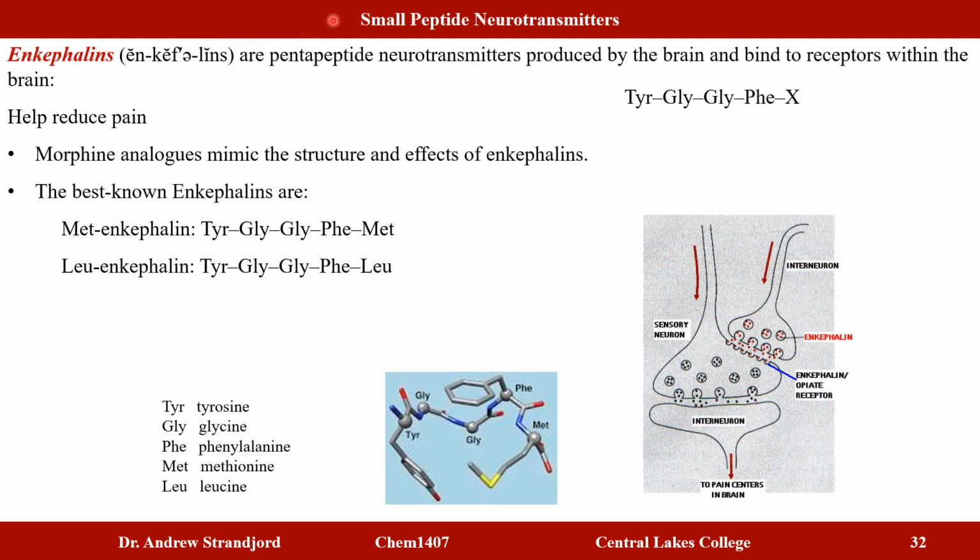There are a number of small peptides that function as neurotransmitters in the brain. One group of them is identified as enkephalins. They are pentapeptides which are produced by the brain, and they bind to receptors within the brain. An example of that would be if I have an interneuron, it has enkephalins in it. When they are stimulated, they release those enkephalins, which are then sent over to a sensory neuron, which stimulates it to produce a chemical reaction to send signals to another interneuron, in this case to the pain centers in the molecule. Some of the best known enkephalins are tyrosine, glycine, glycine, phenylalanine, methionine, or tyrosine, glycine, glycine, phenylalanine, leucine. Those are slightly different pentapeptides acting as neurotransmitters within the brain.